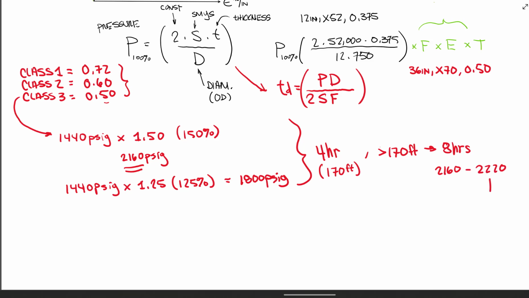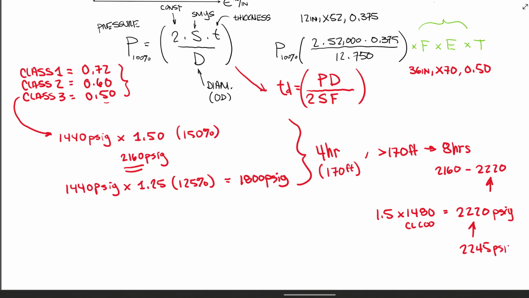And the reason being is your flanges are your limiting factor. How they get that 2220: 1.5 times 1480, which is the class 600 flanges, that equals 2220. 2220 for some companies. Other companies actually allow you to go to 2245.